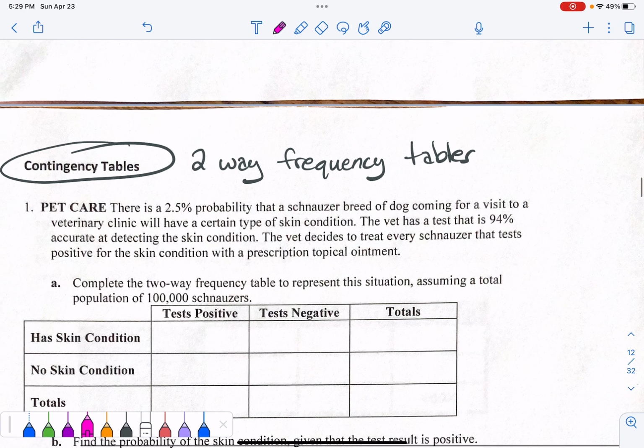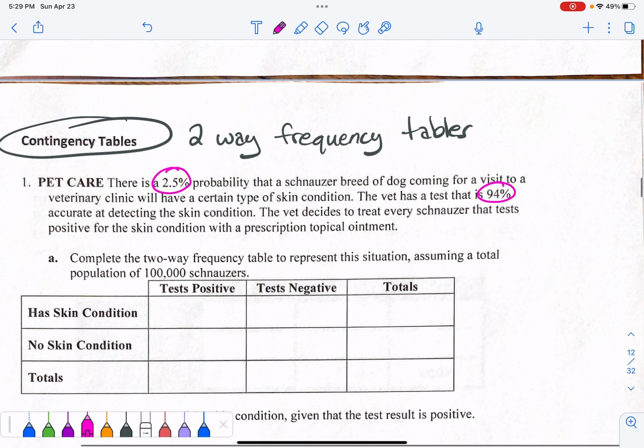Two pieces of information. It gives me 2.5%, and then it gives me a 94%. Okay, so let's write down what those things mean. We're talking about pets here, and we have a Schnauzer breed of dog, and 2.5% of them are infected with a certain type of skin condition. So I'm just going to take notes. Skin condition equals 2.5%. So it's typically thought that 2.5% of the entire population of Schnauzer breeds of dogs have this certain skin condition.